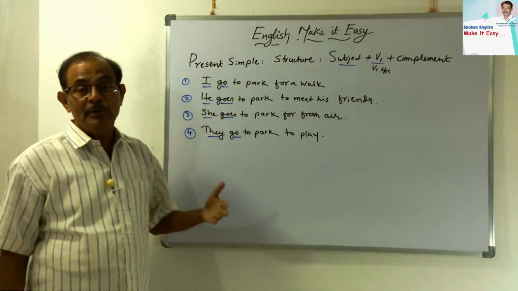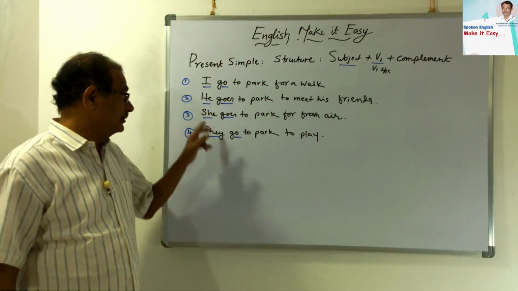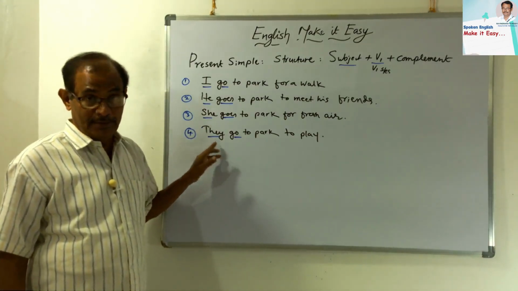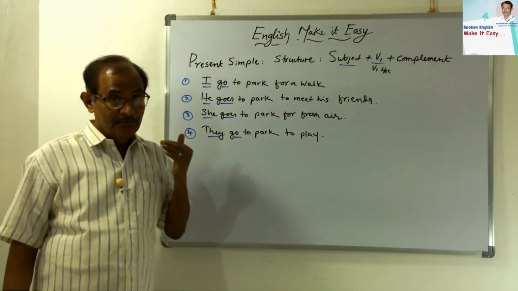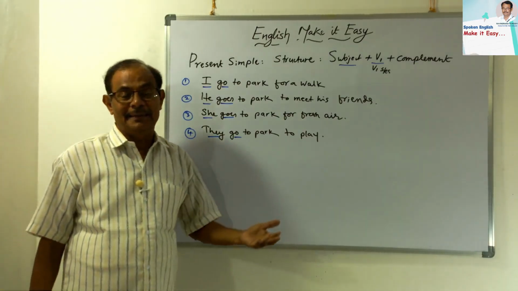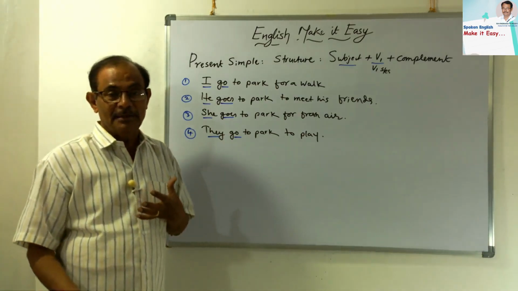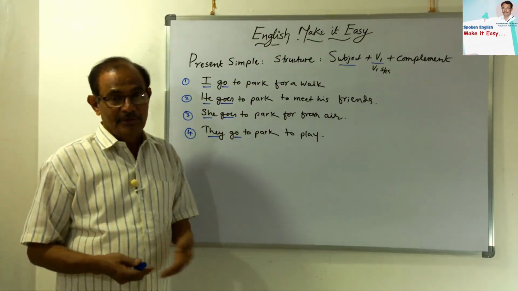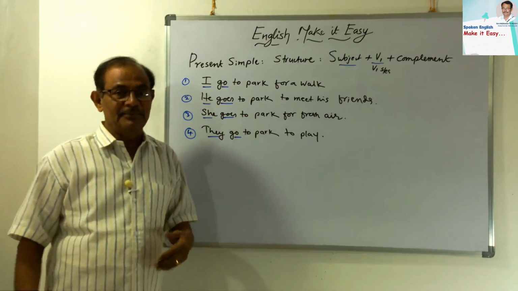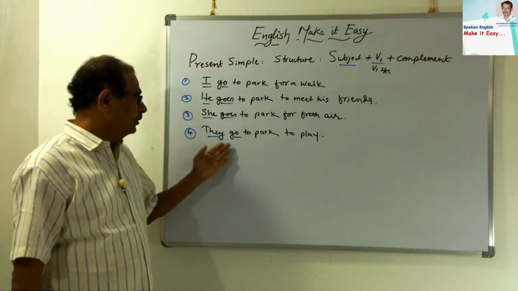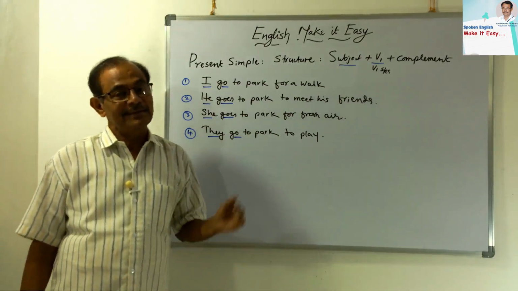They is plural, third person plural. So this is third person singular, third person singular, third person plural. If the subject is plural, they go to park to play. Yes, they play shuttle badminton, they play volleyball, they play chess also. Several people play different games in the park. That is a very good and beautiful park. They go to park to play. So these are the examples.